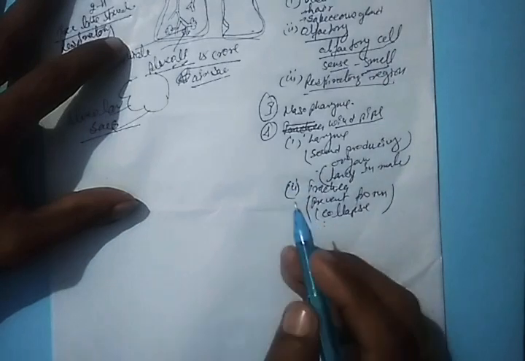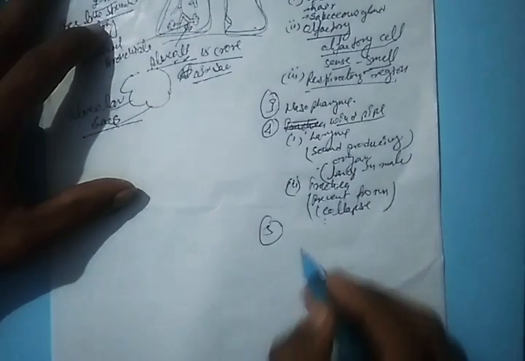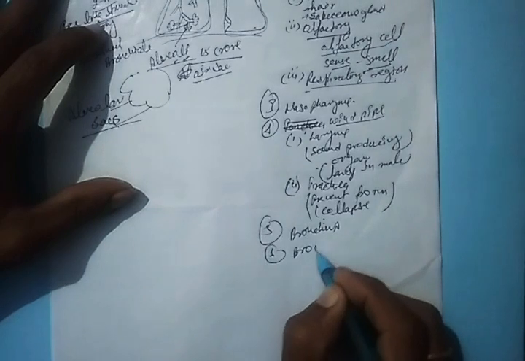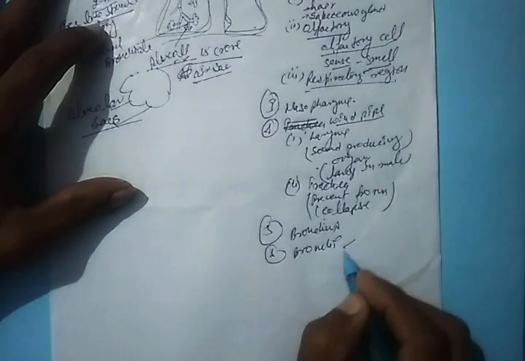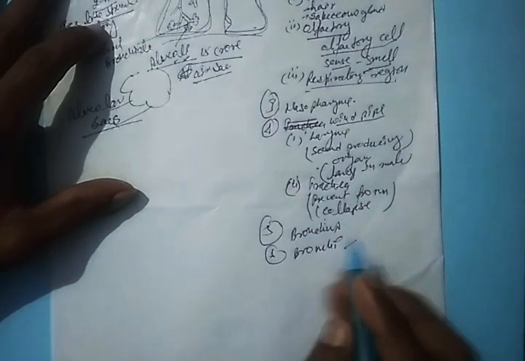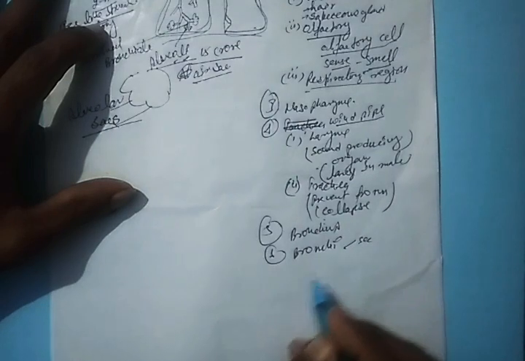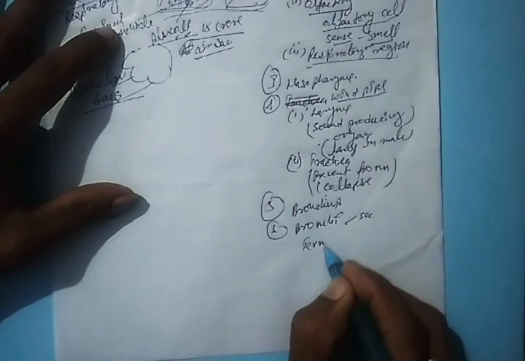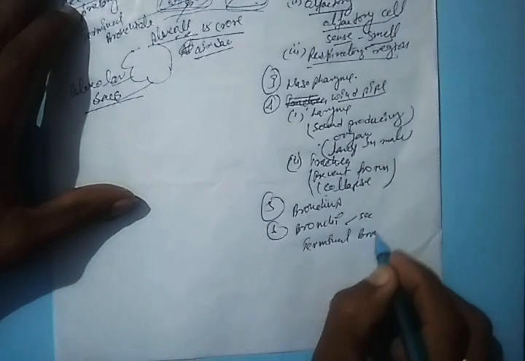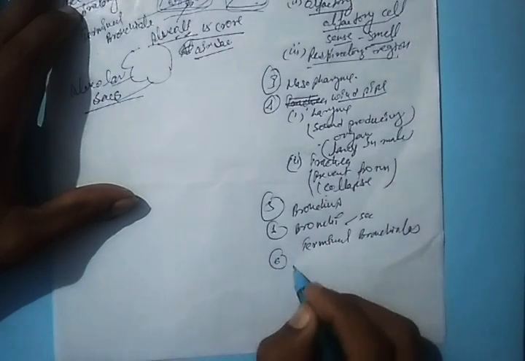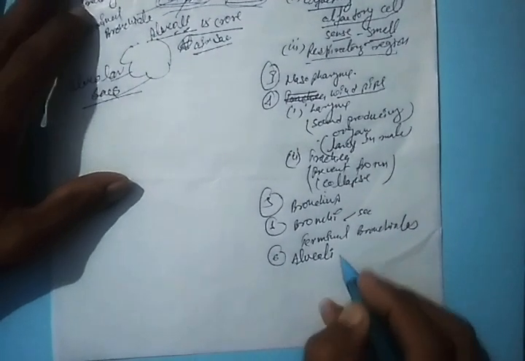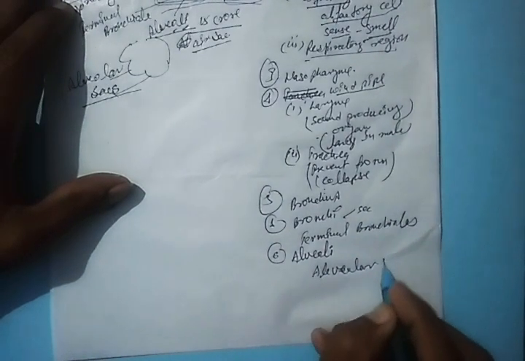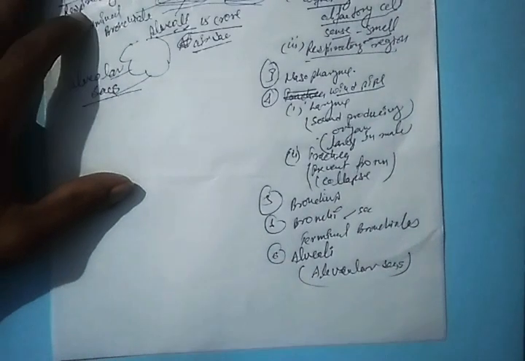Okay, next part is number 5, bronchus, then bronchi, which divide into secondary bronchi, secondary, tertiary, quaternary, meaning it is divided 2 to 11 times, and then the terminal bronchioles, then finally alveoli, and alveoli contain alveolar sacs. Okay, many alveolar sacs.